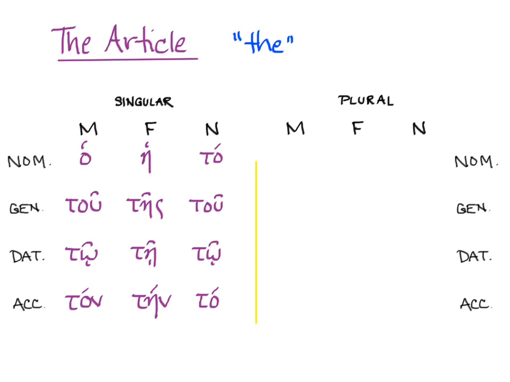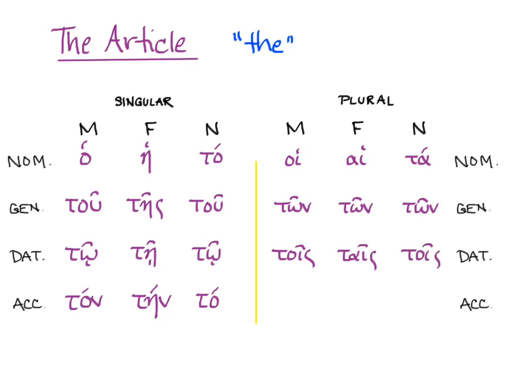There's no vocative. In the plural, we have hoi, hai, ta in the nominative, tōn, tōn, tōn in the genitive, tois, tais, tois in the dative, and tous, tas, ta in the accusative plural.